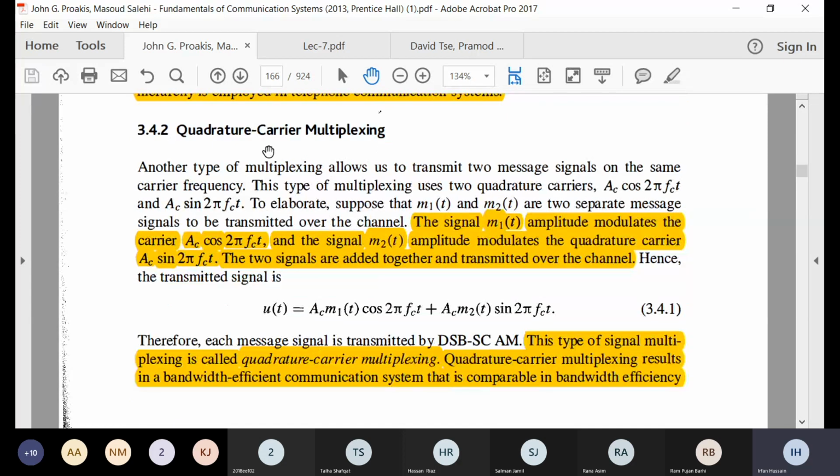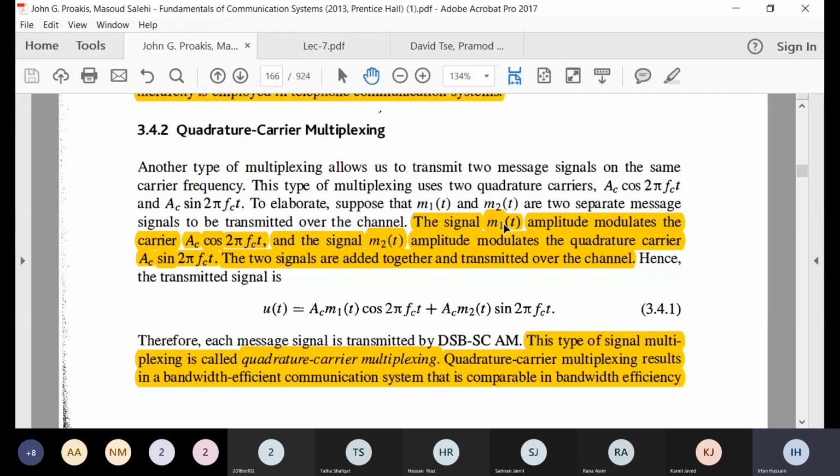Next, very important is quadrature carrier multiplexing, and it relies on two carriers, cos and sine. We know cos and sine are orthogonal. If you take the product and integrate over the time period, you will get a 0 for a cos and sine product. So they can also be separated at the receiver. So this concept is used.